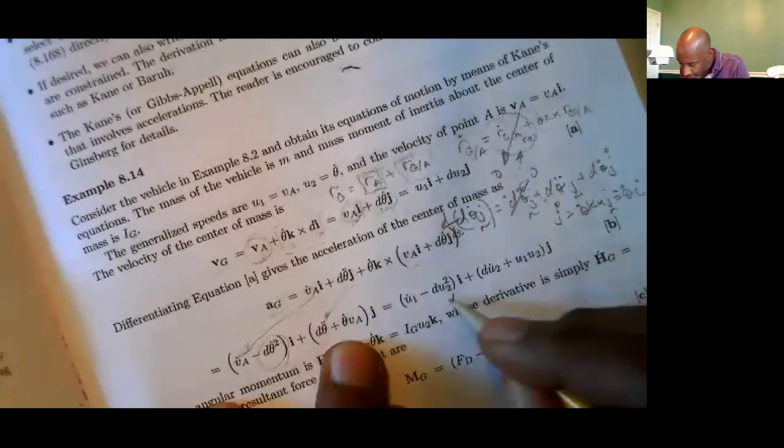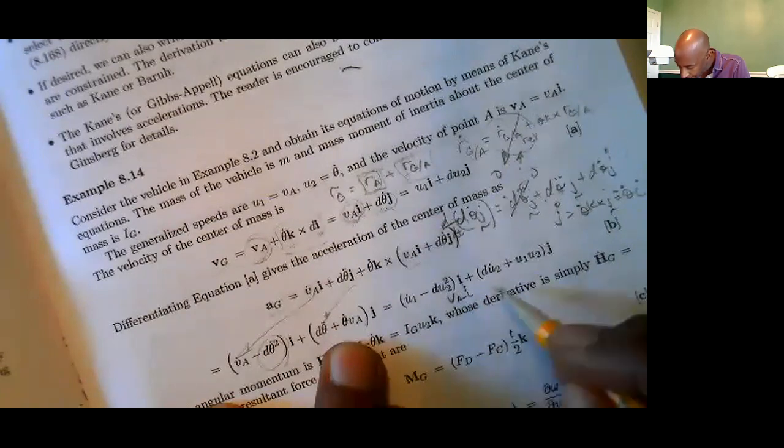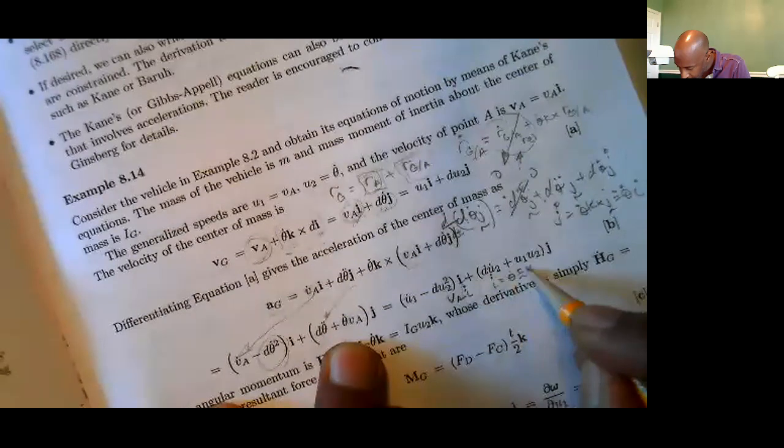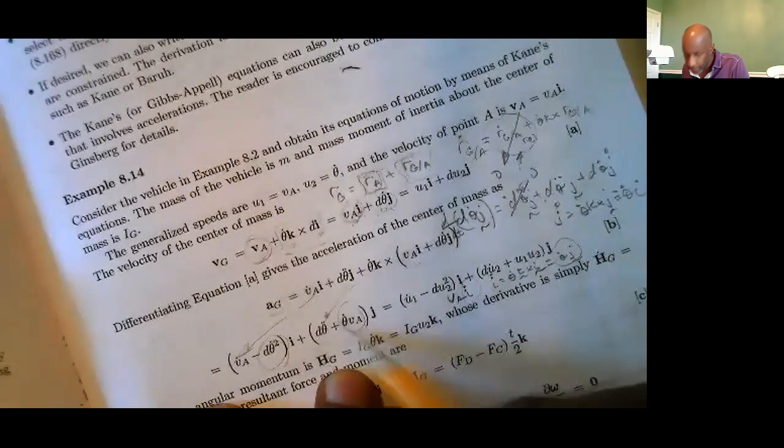dAI dot. Okay, what is I dot? I dot is equal to theta dot k cross I. That's going to be theta dot j. So theta dot j dA. So there it is.